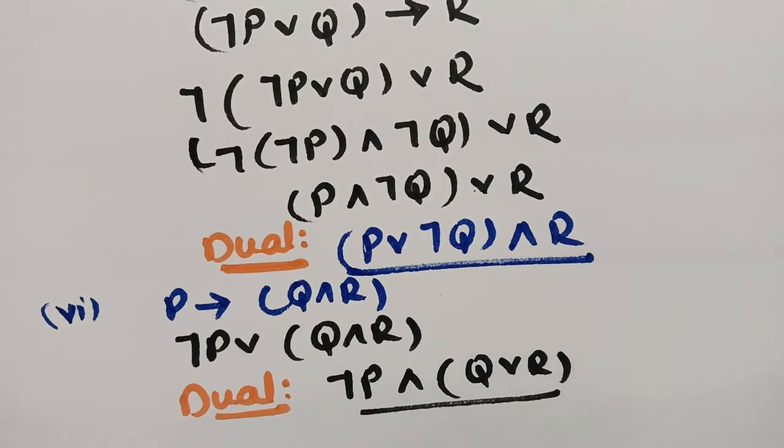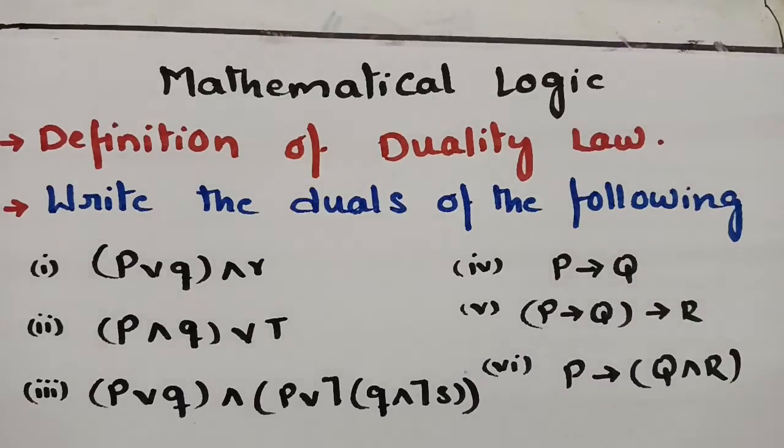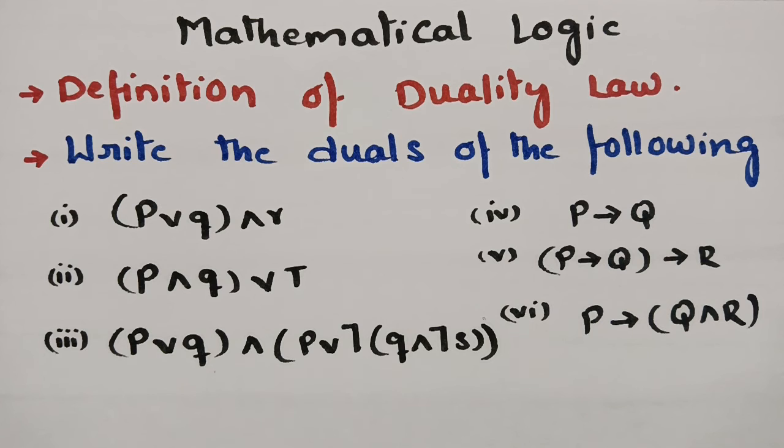And the next one here is P implies Q and R. This will be negation P or this statement. Now what will be the dual of this statement? Negation P and Q or R. This is how you have to solve. This is the definition, which is very simple. Every time you have to replace and by or, or by and, true by false, or false by true. This is a simple logic, and if you keep it in mind, you can definitely solve any problem of this kind.